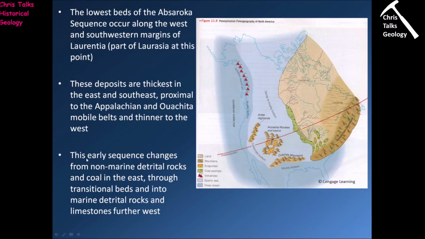So the sequence changes from non-marine detrital rocks, essentially continental rocks, into coal measures, which are marked out here in green. Then you go into a sequence of transitional rocks, which essentially represents the transition from these lagoonal environments into the marine environment. And then finally, as you move even further west, the water quality slowly clears up, and eventually right out here on the western edge of the Absaroka-Epiric Sea, you do get some carbonates forming.